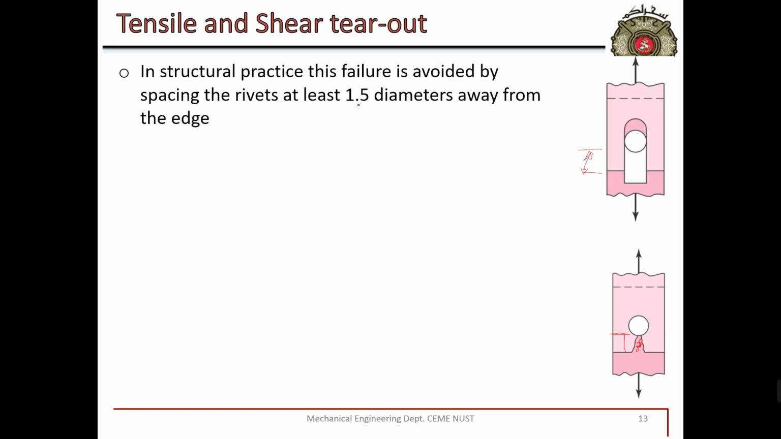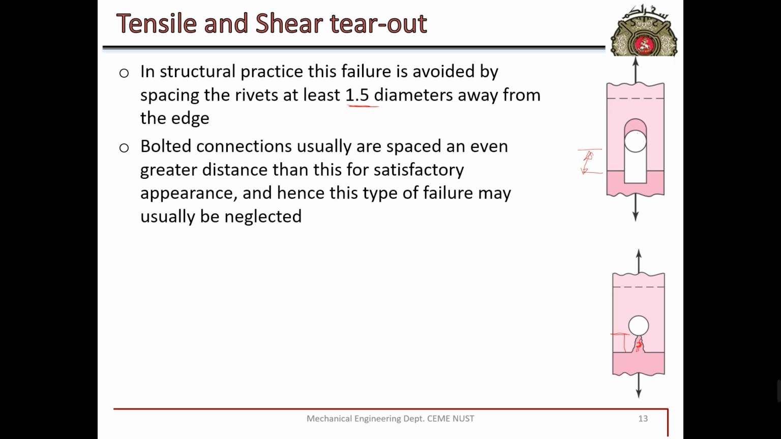That is why the distance has to be at least 1.5 times the diameter for rivets. For a bolted connection, this distance is increased further. This is the distance from the edges, and also in between bolts or rivets, some distance has to be kept so that the parts being joined do not fail.